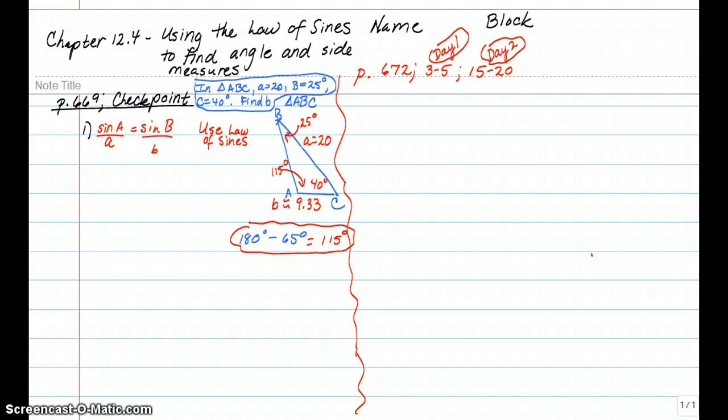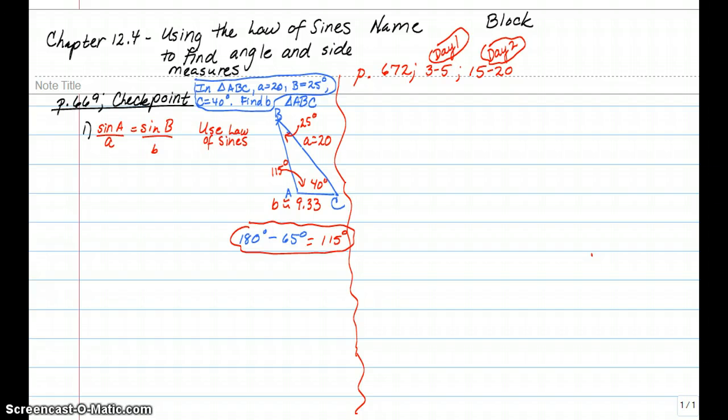On page 669, the checkpoint activity, we are given this information. In triangle ABC, A equals 20, angle B is 25 degrees, and angle C, or vertex C, equals 40 degrees. So that's your capital C. And we need to find side B. So we need to find the length of side B.